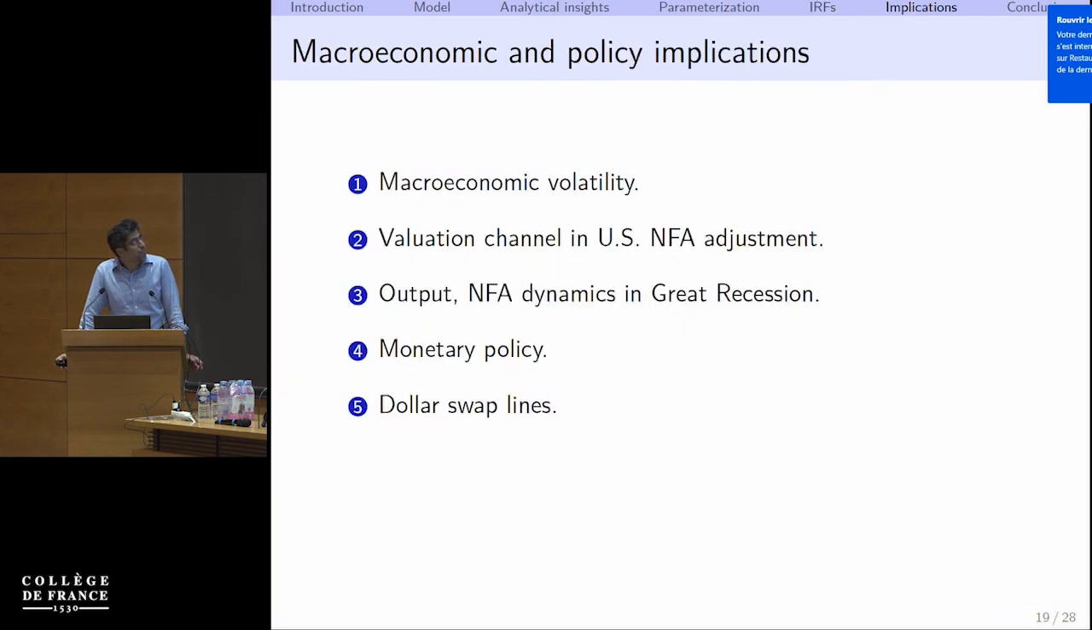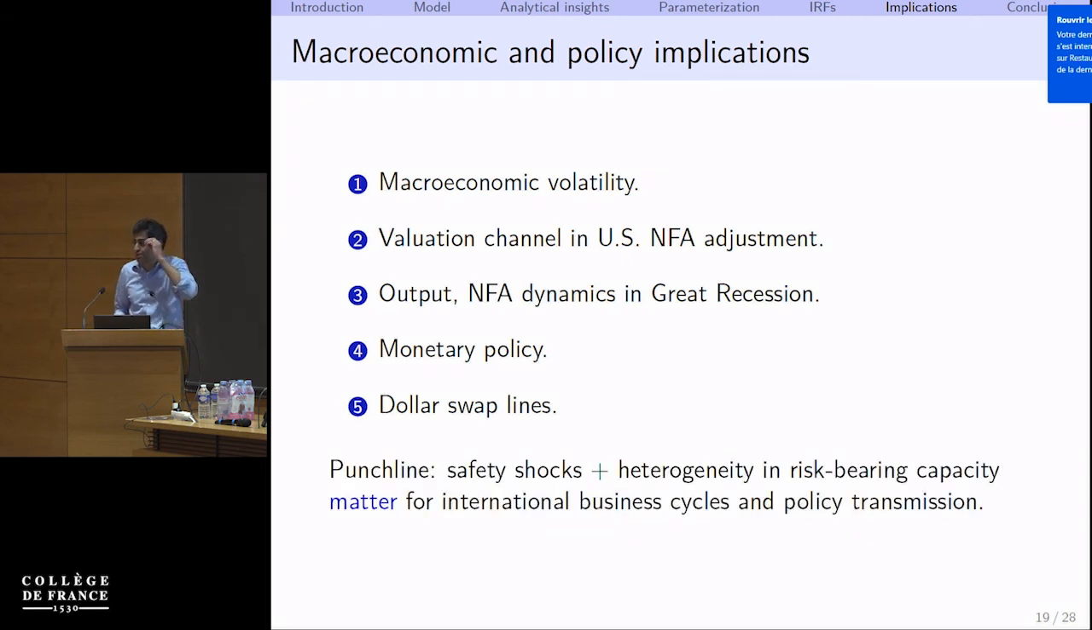Okay, let me skip this. So as I mentioned, there are 5 applications we focus on in the rest of the paper. Three of them have to do with fluctuations: the role of these shocks for macro volatility, the valuation channel and external adjustment, and the Great Recession. Then monetary policy, and then the role of dollar swap lines. The key message is that safety shocks and heterogeneity in risk-bearing capacity, oh, we have 5? Okay, thanks for the extra time. The main punchline is that these shocks and heterogeneity in risk-bearing capacity matter for international business cycles and policy transmission.